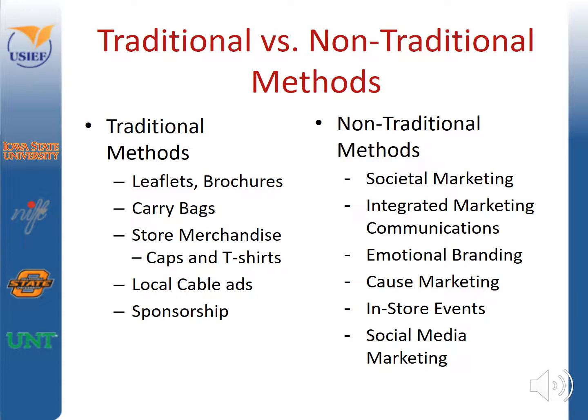Traditional marketing and non-traditional marketing can be useful in different scenarios and different ways of communicating. Traditional marketing is also often utilized across leaflets or brochures, on carrier bags, on store merchandise such as caps and t-shirts, and on local cable ads. It's also used through sponsorships, such as sponsorship of your local sports team. Non-traditional methods might be used for societal marketing, integrated marketing communications as in marketing across channels, emotional branding, cause marketing, in-store events, and social media marketing.